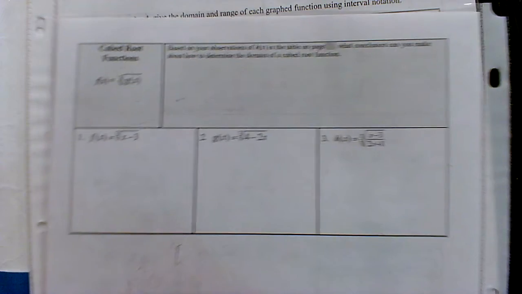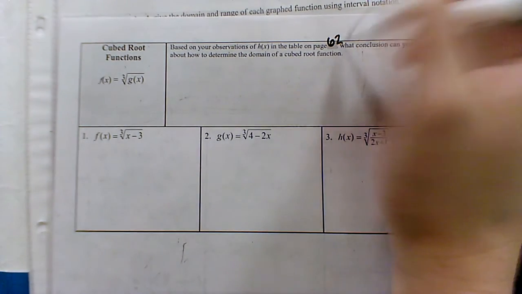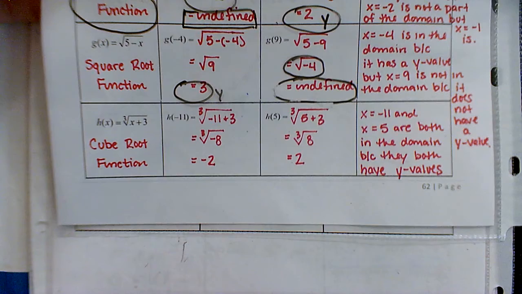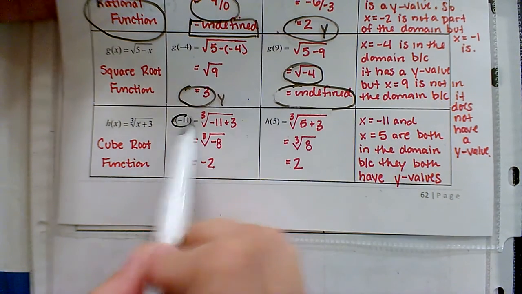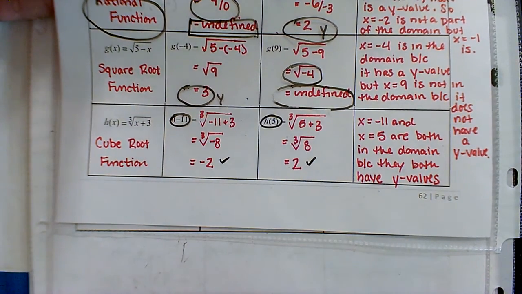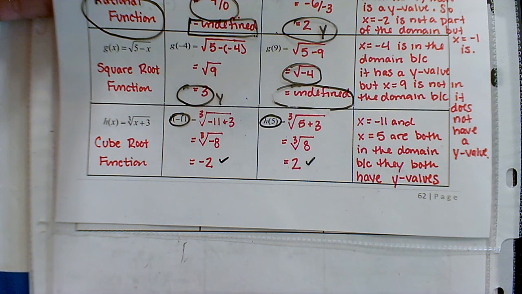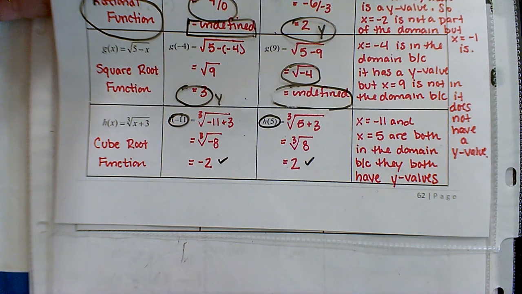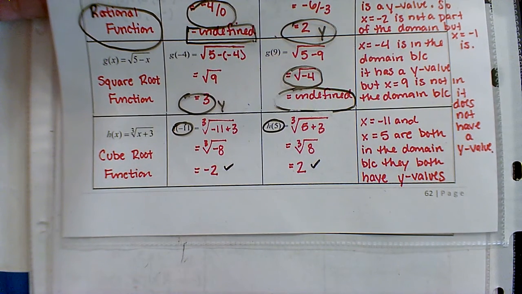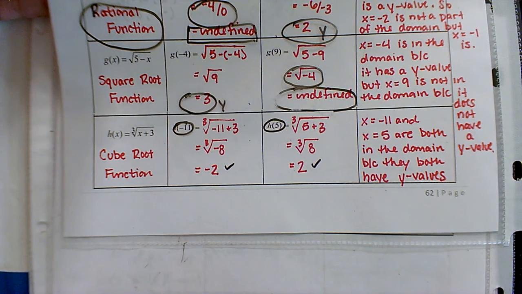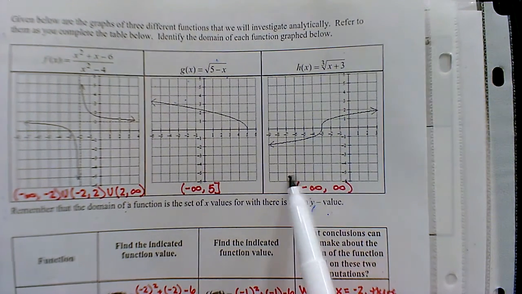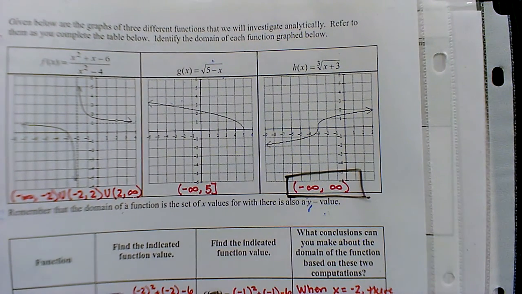Let's take a look at the back. We have this cube root. Let's take a look at page 62 from Friday, the last one we did, the one at the bottom. We said that negative 11 was a part of the domain because we got a y value out, and so was 5. Do we have any exceptions for cube roots? Do we have any undefined values pop up? Not really, right? And if you take a look at the top of that page, didn't we say the domain of a cube root is all real numbers?